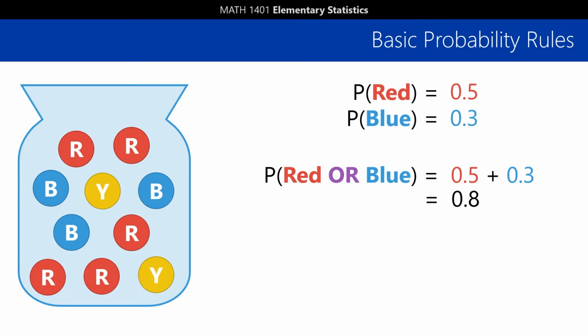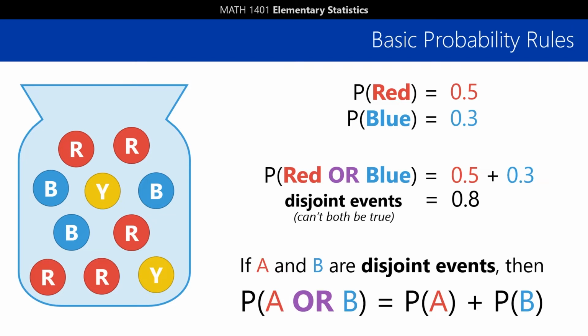An important thing to notice here is that being red and being blue are disjoint events, meaning they can't both be true at the same time. If we draw a gumball out, then it's either red or it's blue, but it can't be both. That's what makes these two things disjoint. What we've observed here works in general. Anytime you have two disjoint events A and B, the probability of A or B is just the probability of A plus the probability of B. We'll talk about what to do if the events aren't disjoint in just a bit, because this is actually a special case of a more general rule.